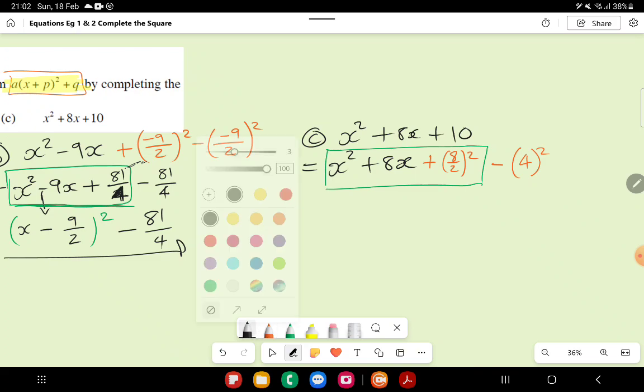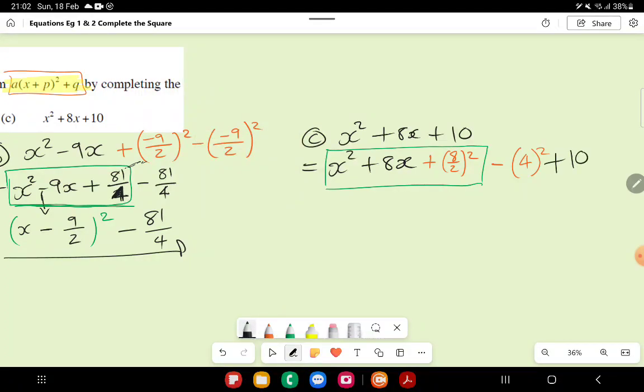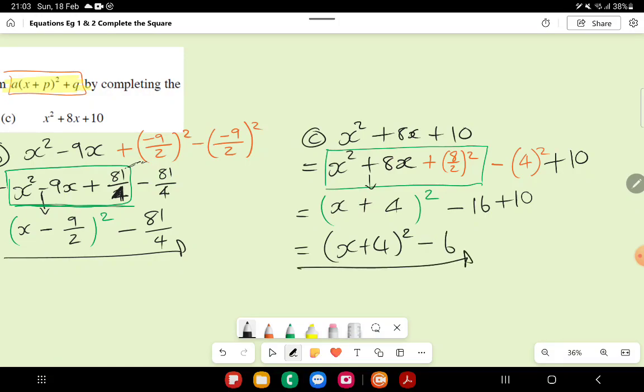And what about that 10? That 10 just comes down, plus 10. So now I have my green perfect square, which is then going to be x, bring down that plus, 8 over 2, we said, is 4, x plus 4 squared. On the outside, I have minus 16 plus 10. So this is equal to x plus 4 squared. 10 minus 16 is negative 6, and that's your final answer.